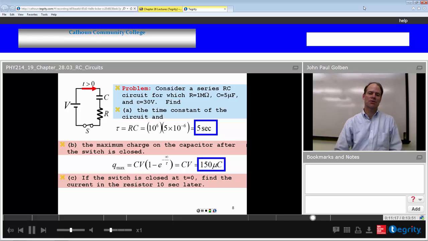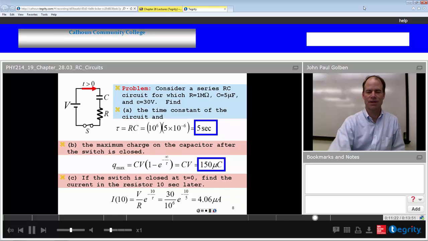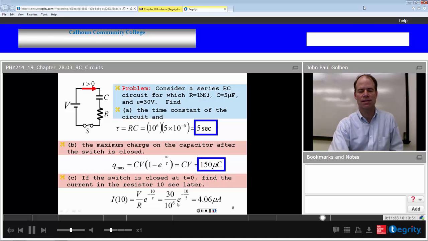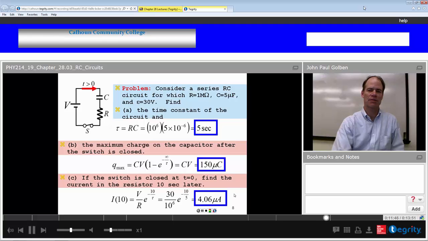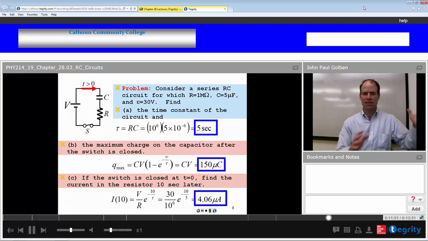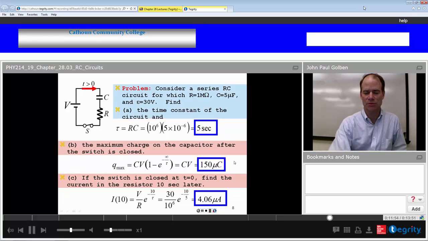If the switch is closed at t equals 0, find the current in the resistor 10 seconds later. Well, the current is equal to the maximum current, e to the negative time over tau. If the time is 10 seconds and tau is 5 seconds, this will be e to the negative 2. And my voltage is 30 volts. My resistor is 10 to the 6 ohms, 1 mega ohm. So this will be 4.06 microamps. That will be the current 10 seconds later, or 2 time constants into the circuit after the switch is closed.